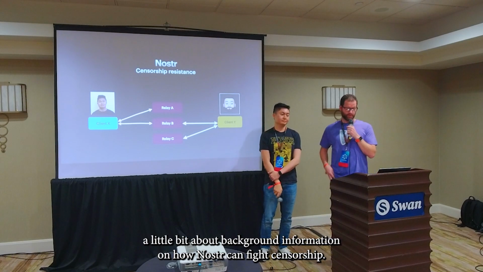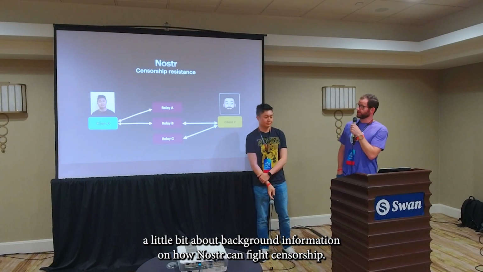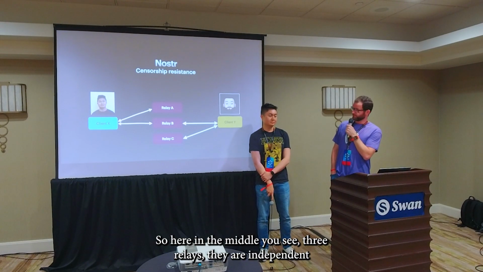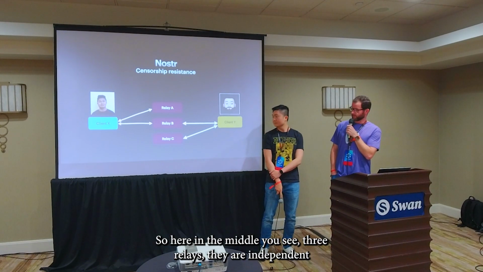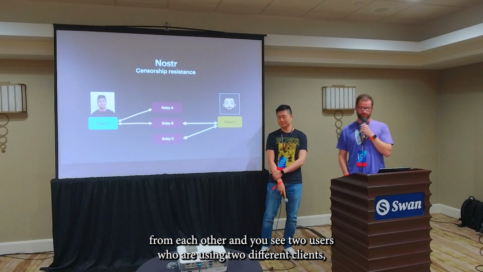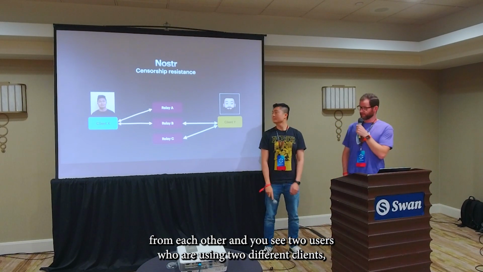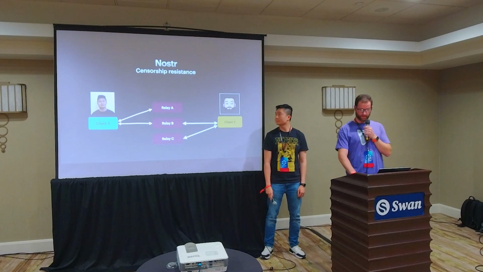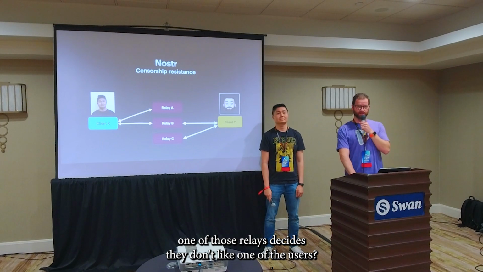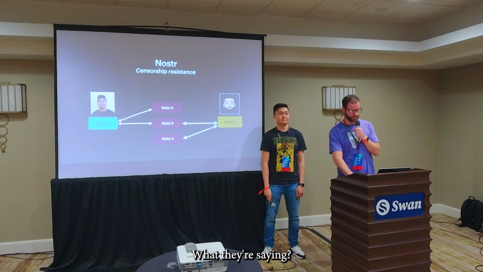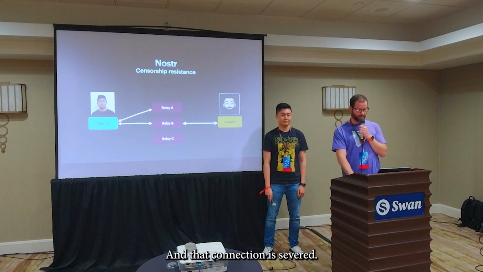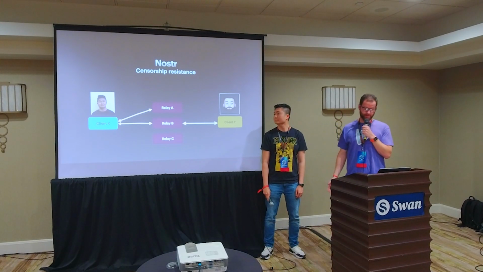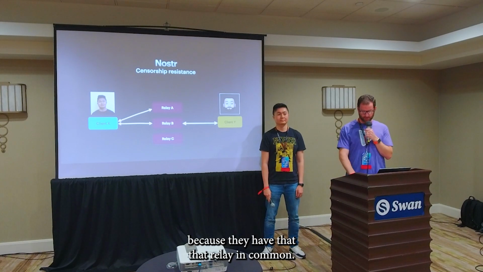That's right. Now let's talk a little bit about background information on how Nostr can fight censorship. Here in the middle, you see 3 relays. They are independent from each other. And you see 2 users who are using 2 different clients, and they talk to different sets of relays. What happens if one of those relays decides they don't like one of the users, or what they're saying, and that connection is severed? Well, those 2 users, those 2 clients can still talk to each other because they have that relay in common.